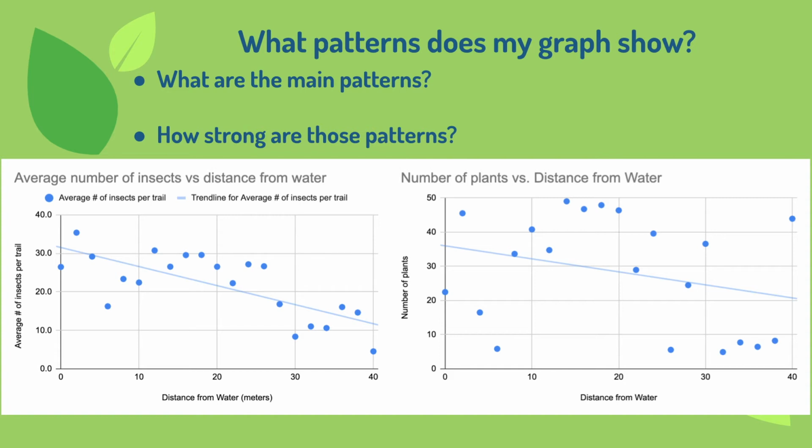As you can see, the trend line of these two graphs is pretty similar, but in the graph on the right with the number of plants, the points are much further from the line, whereas with the graph on the left showing insects, the points are much closer. The pattern in the graph on the left about insects is a lot stronger because the points are closer to the line, whereas the pattern in the graph on the right is a lot weaker. It might not be something I would be able to observe if I went back and did the same experiment again.